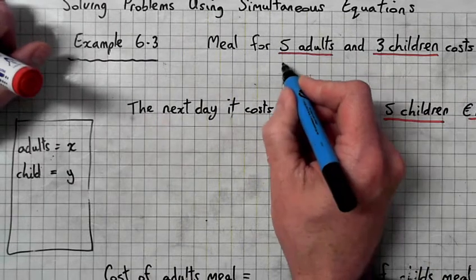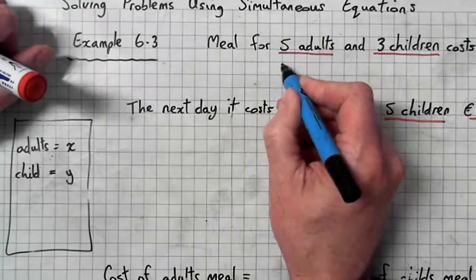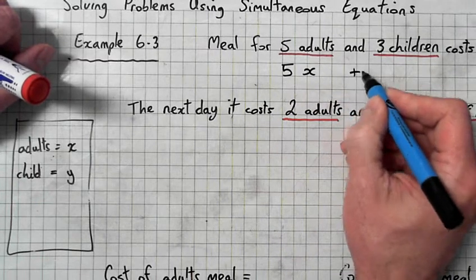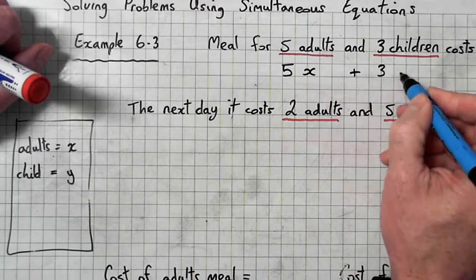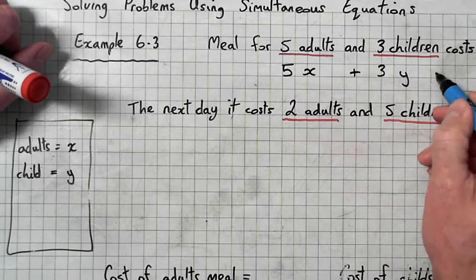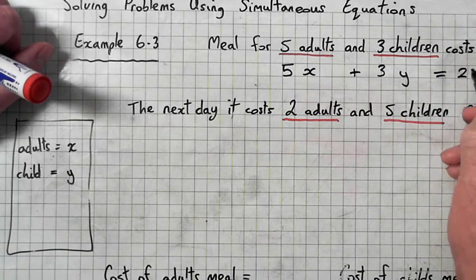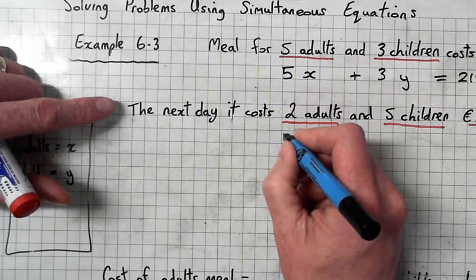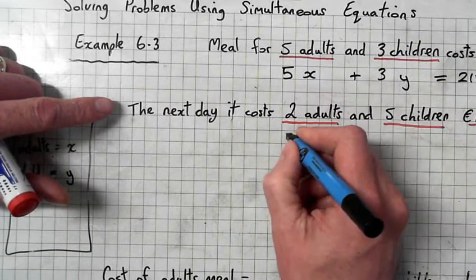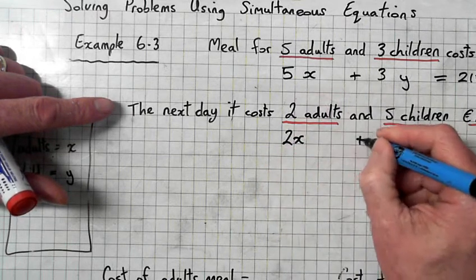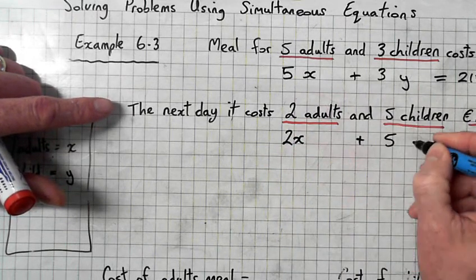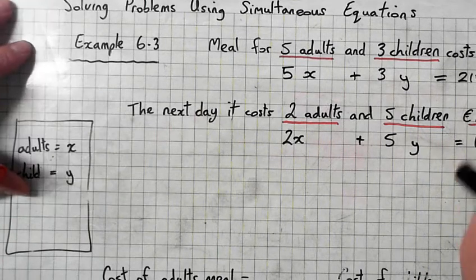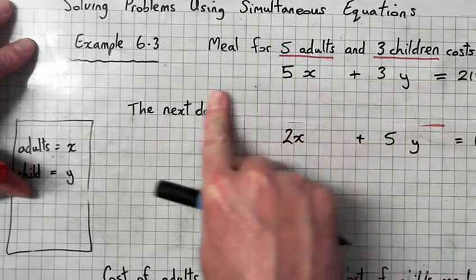So what we do is the first equation now is 5 adults, 5x plus 3 children, 3y, costs equal 210. The next one, 2 adults, what is it? 2x plus 5 children equals 160.